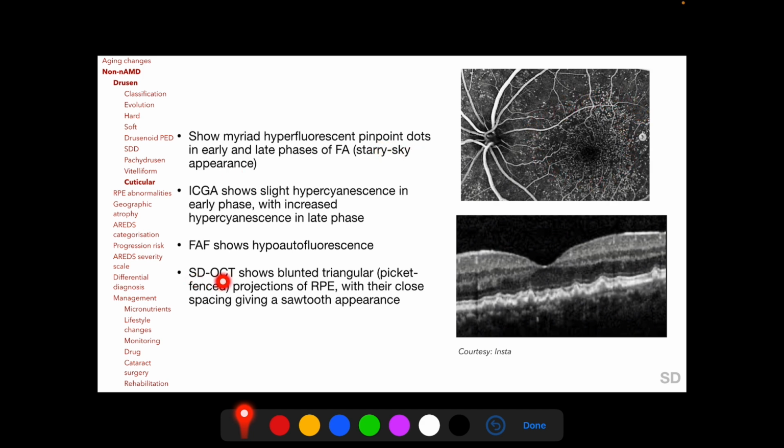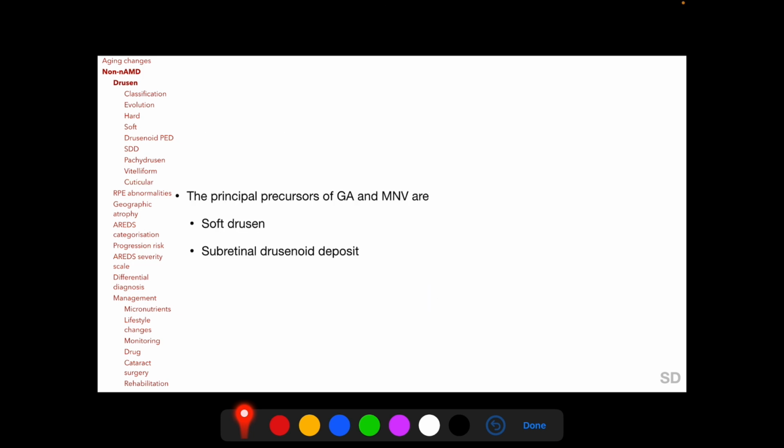And on SD-OCT, the deposits appear as blunted triangular projections of retinal pigment epithelium with their close spacing giving a sawtooth appearance. And among the drusen types, the principal precursors of late AMD are soft drusen and subretinal drusenoid deposits, and this is very important to remember.